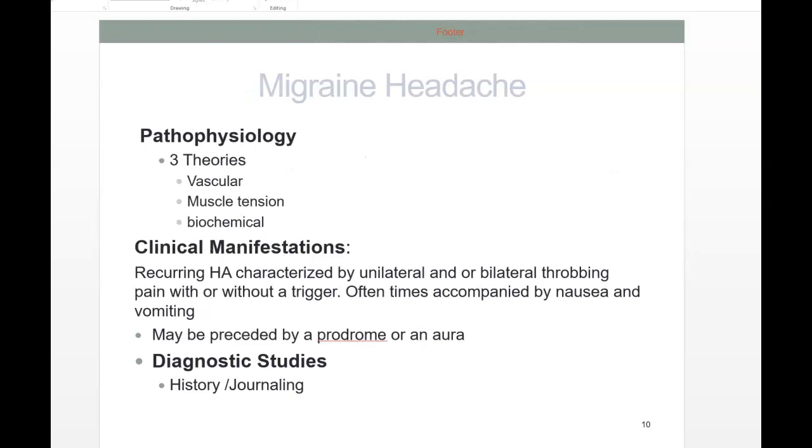Pathophysiology: they believe there are three theories. It's related to vascular, it's related to muscle tension, and it's biochemical. Clinical manifestations: there is a recurring headache, unilateral or bilateral, with throbbing pain with or without a trigger. It's oftentimes accompanied by nausea and vomiting. It may be preceded by a prodrome or an aura. The diagnosis is made through history and journaling.